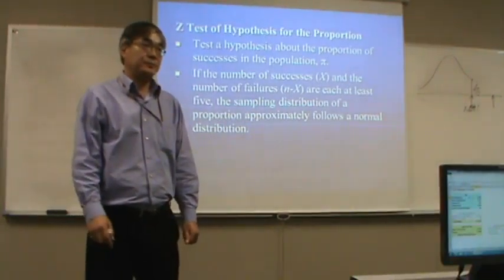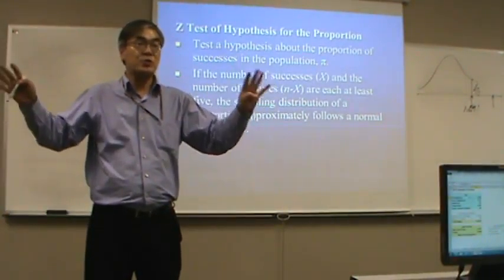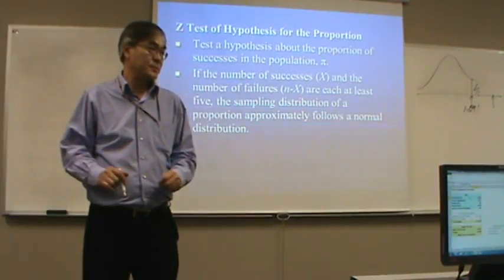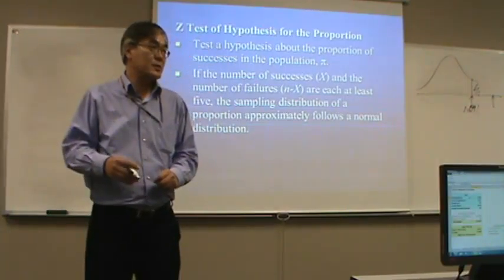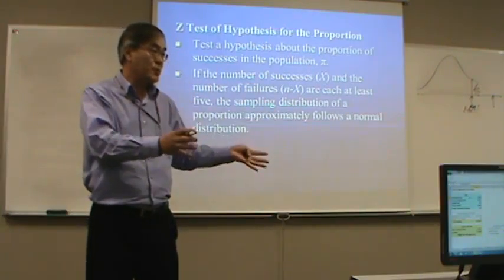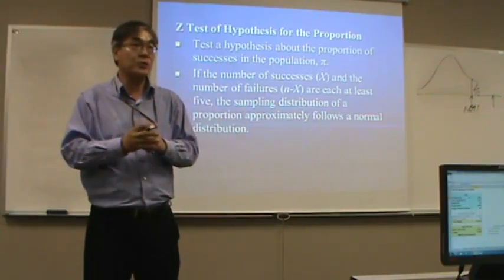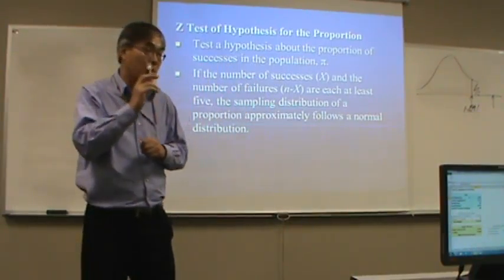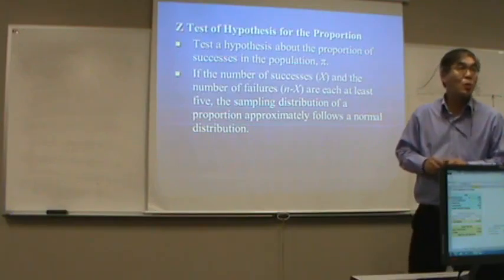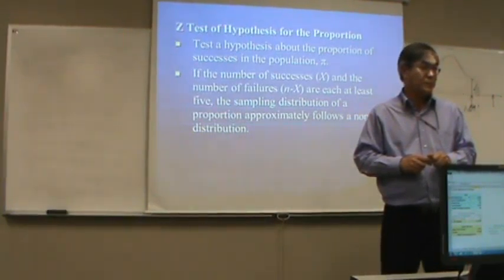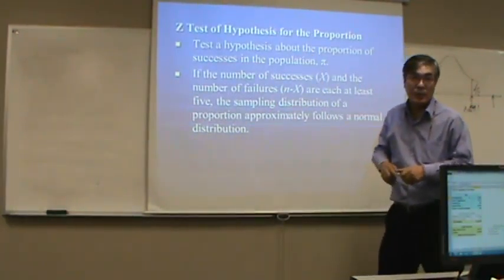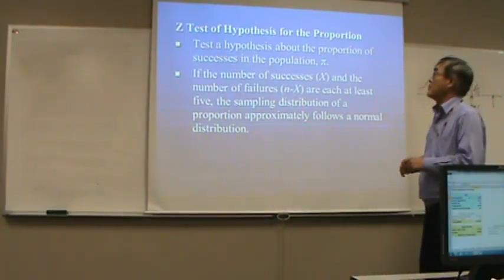Now, if we have proportion information here, if 10 students here, 6 students female, 60%. So using this class as a sample, we can test Troy University female, male student proportion, right? So proportion test. Proportion test, there is no t-test. Always z-test. So the title of this part is z-test of hypothesis for the proportion.